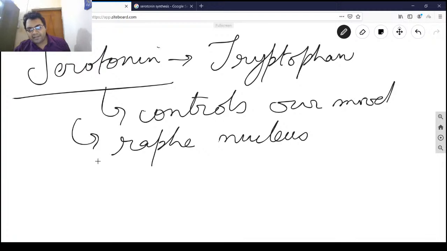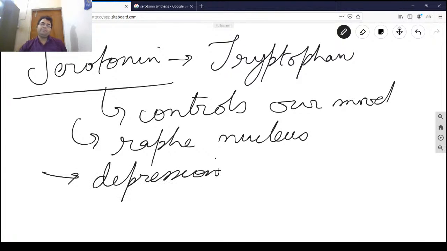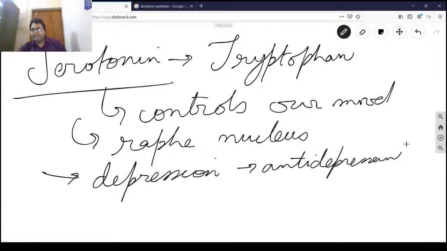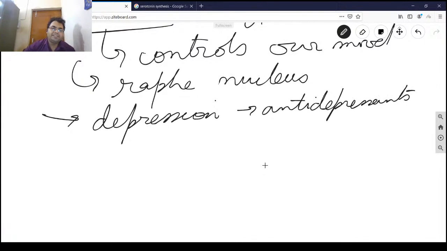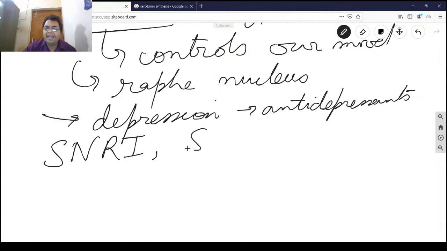So this is produced from the raphe nucleus in the brain, and if the serotonergic neurons start to degenerate, we suffer from a condition known as depression, and also anxiety, mainly depression. So there are antidepressants in the market. There are tricyclic antidepressants, those are the old ones, but the latest antidepressants are serotonin norepinephrine reuptake inhibitors and selective serotonin reuptake inhibitors.